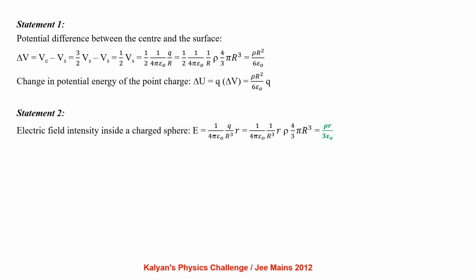Coming to statement 2, electric field intensity inside a charged sphere is E equal to 1 by 4 pi epsilon naught Q by R cube into small r. Upon rearranging the values in terms of charge density, we get the formula as rho r by 3 epsilon naught. So statement 2 is correct.